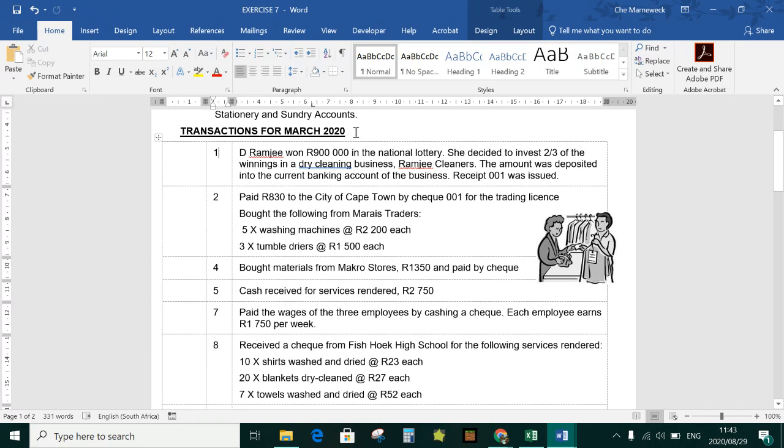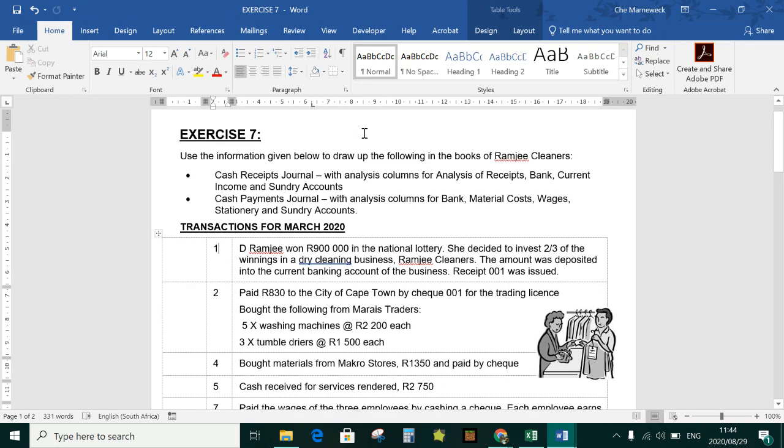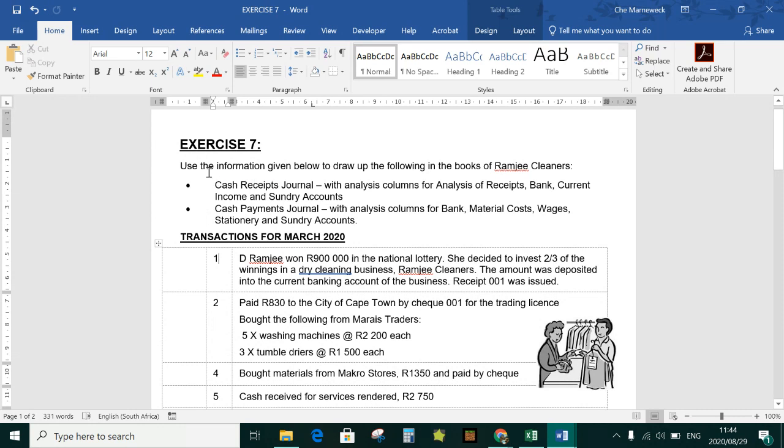And we need to work out in which transactions the business is receiving money. When they receive money, we're going to record that in the cash receipts journal. And which transactions refer to the business spending money, they are paying money, and that would be recorded in the cash payments journal. And so when we read the information, they say use the information given below to draw up the following in the books of Rumg Cleaners.